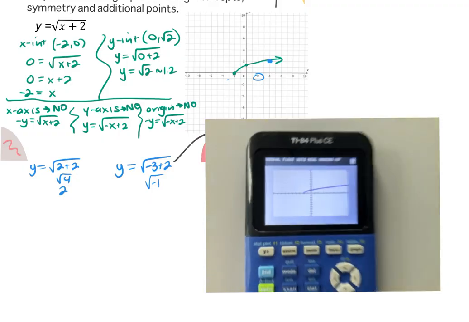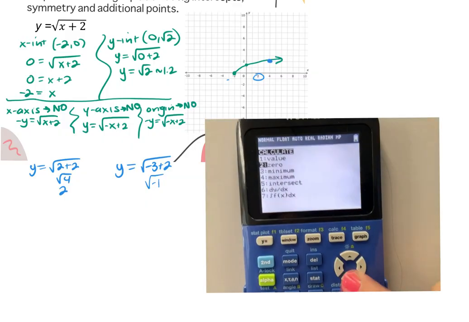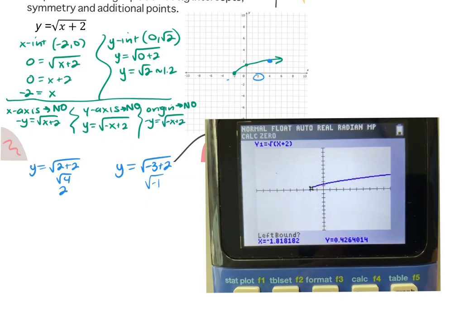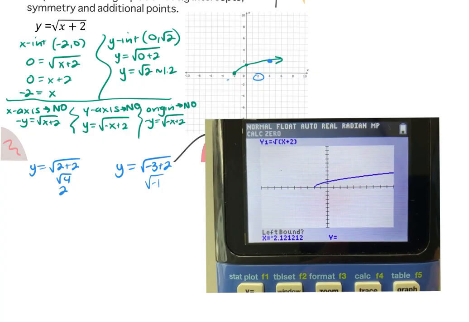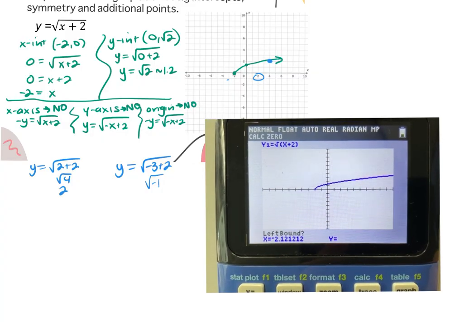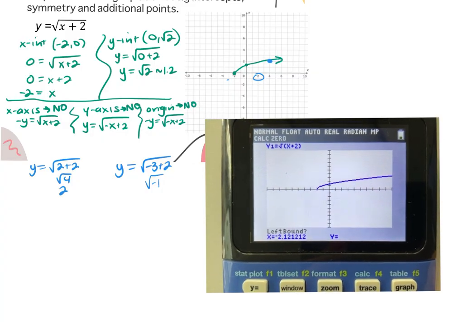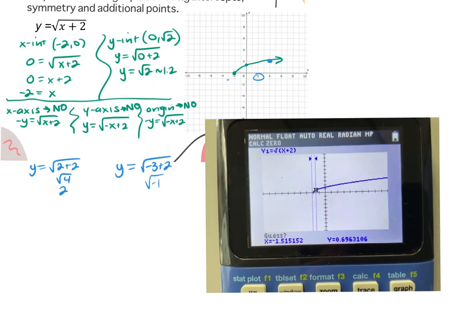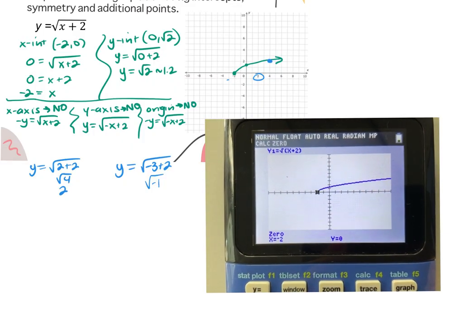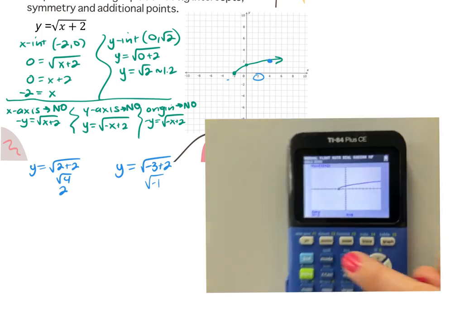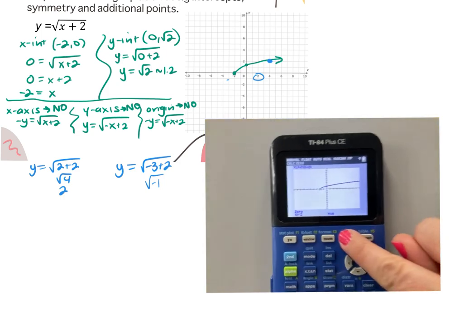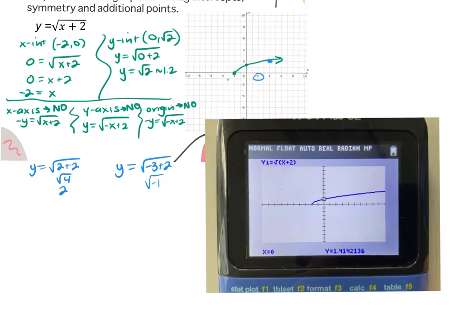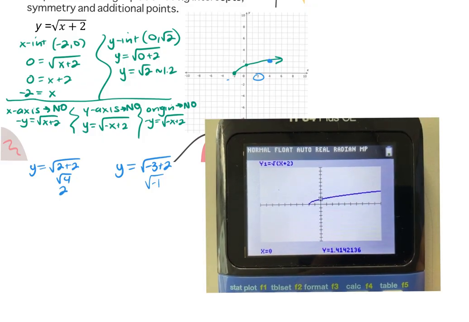To find the 0, I would go second trace, go to 0. I'm going to go left. Now this time what happens when I end this graph is, even though there's not a line there, if I hit left, it actually lets you go left. Hit left, hit right, hit enter. It's going to take me to the -2. There's my 0. Y-intercept, I'm going to go second trace value. X is 0. There's my y-intercept, which is 1.4.